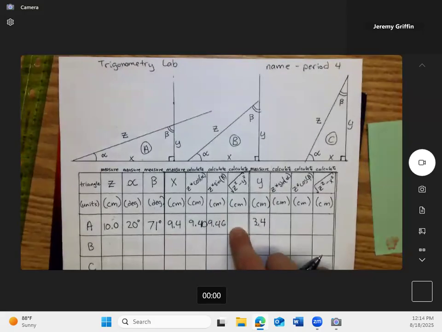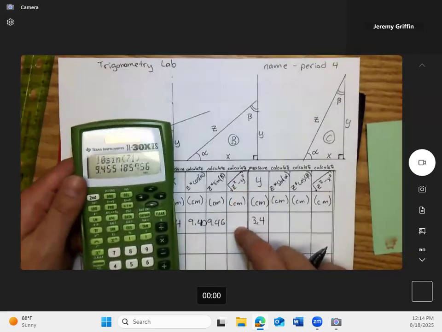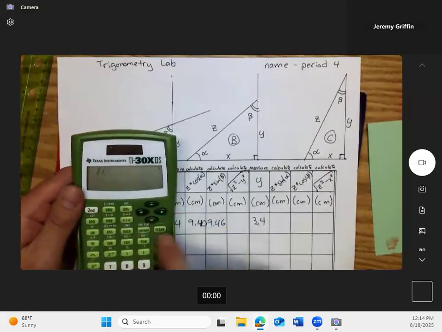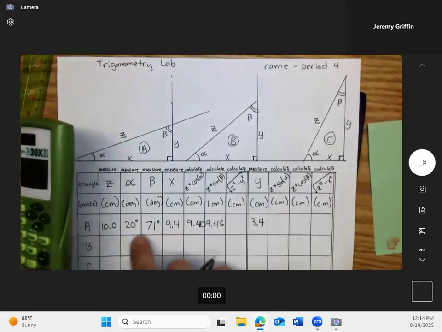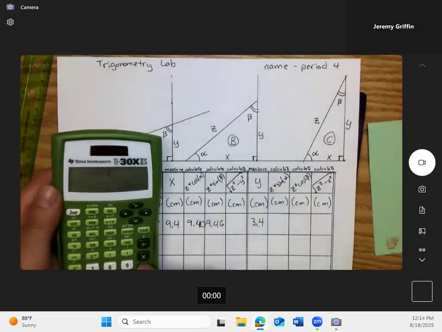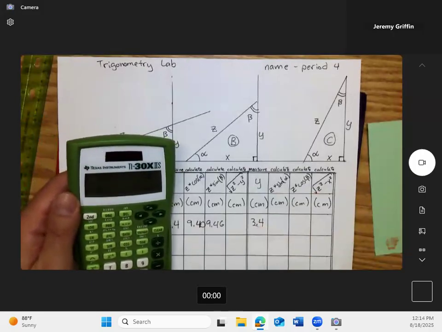And the last calculation for the side is the reverse Pythagorean theorem. Can you guys do a square root? So hit second, root. So now I got a square root key. I need z squared minus y squared. Well, my z is 10, so I'm going to square that. Centimeters, of course. Okay. Then minus, my y is over here. My measured value of y is 3.4 centimeters. So 3.4, square that. All right.